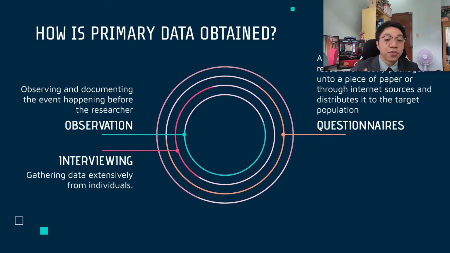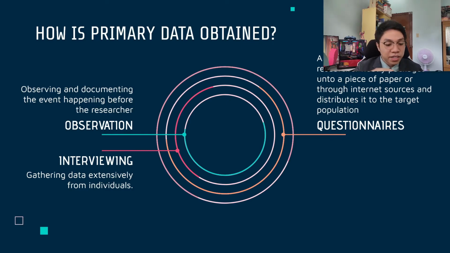So how is primary data obtained? This is the observing and documenting of the event happening before the researcher. Through observation, the researcher may simply observe the participant or the event that is happening, and they would take notes on the event itself. There are three types of observation that we could conduct. The first is participant observation, where the observer or the researcher participates with a group so that the desired event can be experienced by the observer.